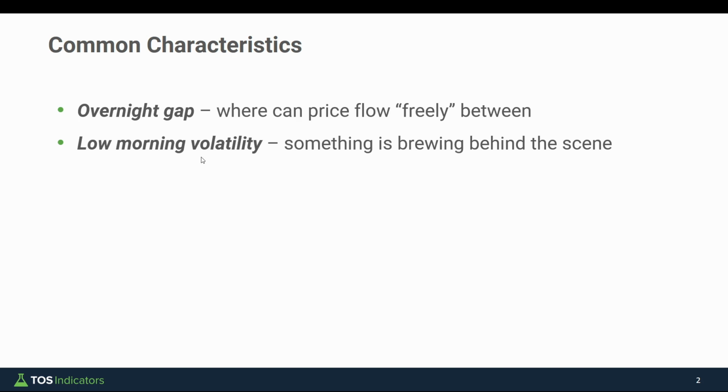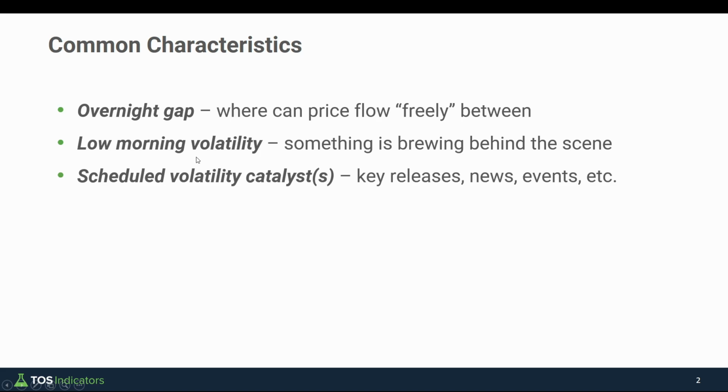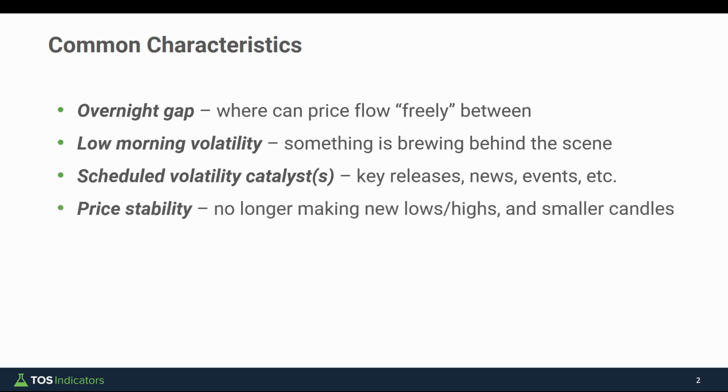Now after that, we have things like scheduled volatility catalysts. You can use Forex Factory here to make the job easier, but focus in on things like key releases, numbers, reports, news events, things of that nature. After that, we look for clues of price stability. Is price no longer making lower lows or lower highs? Are we starting to see things like smaller candles, price contracting, which gives us the idea that either the sellers or the buyers are now starting to lose strength?